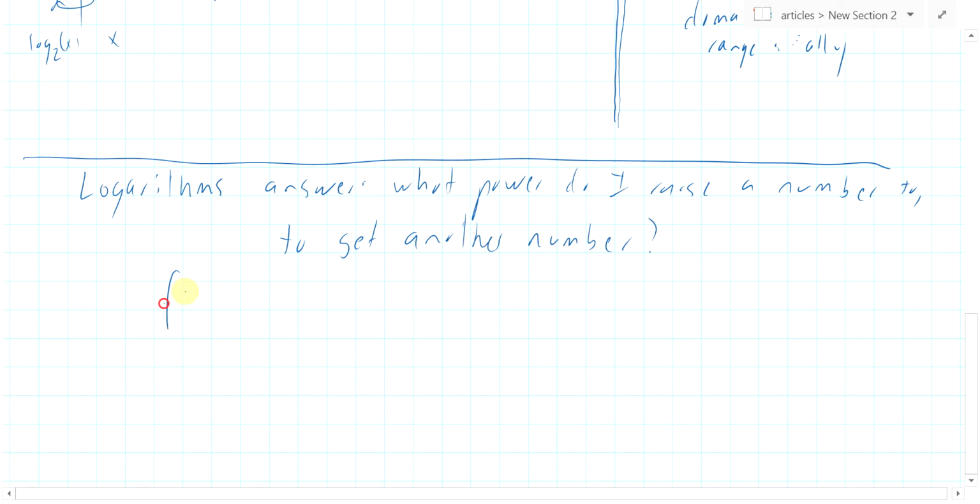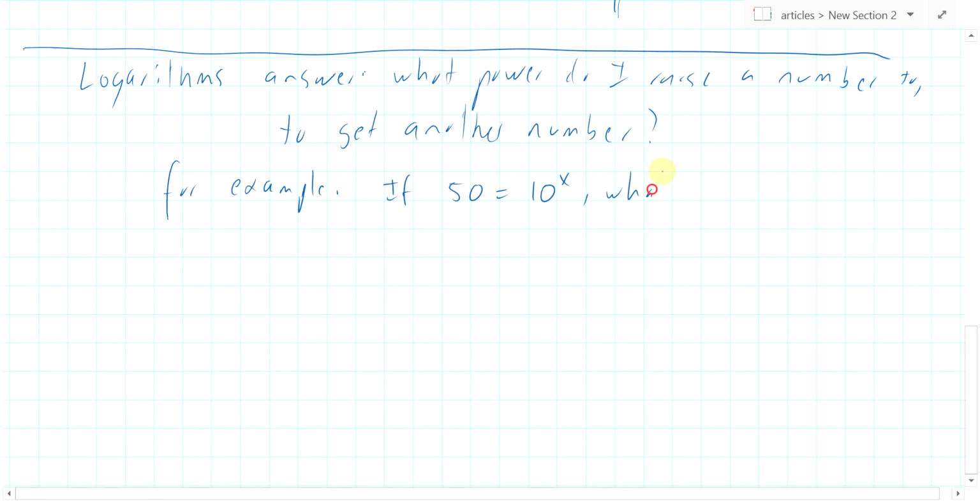So, for example, if we want to know if 50 equals 10 to the x, what is x? What do I have to raise 10 to get 50? And the answer is x equals log base 10 of 50. And if you put that into your calculator, you get 1.698... Log base 10 is often written without the base there at all. So if you see log but without a little number there, that means base 10.